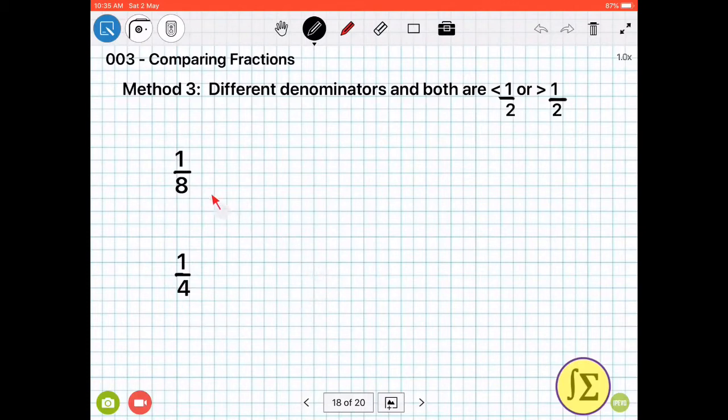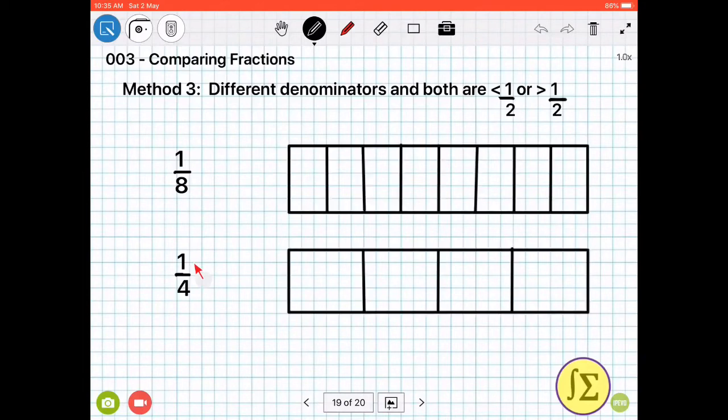Again, the denominators are the same. But this is a bit unique because the numerators are the same, right? Okay, and both of them are less than half. 1 over 8 is less than half. 1 over 4 is less than half, right? And the denominators are not the same. So as I said just now, the unique thing about this fraction is they have the same numerator.